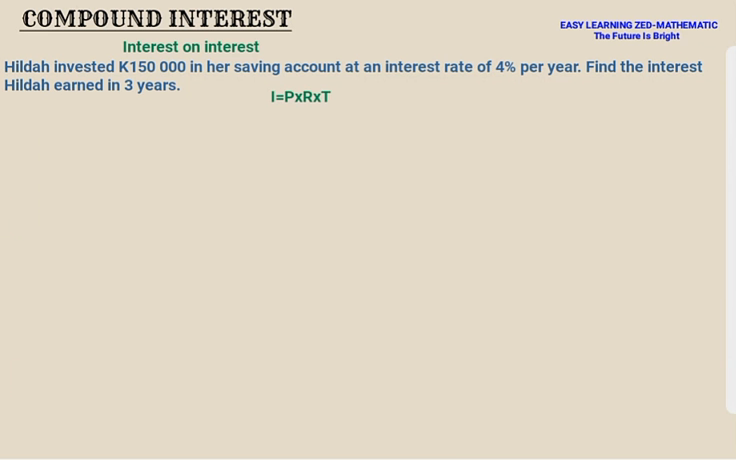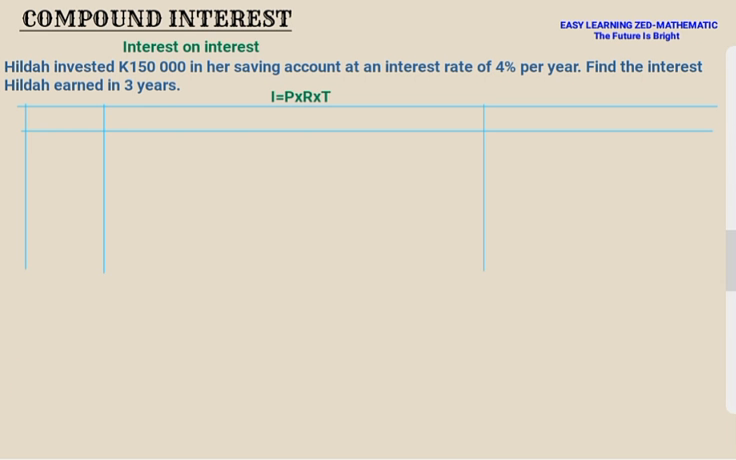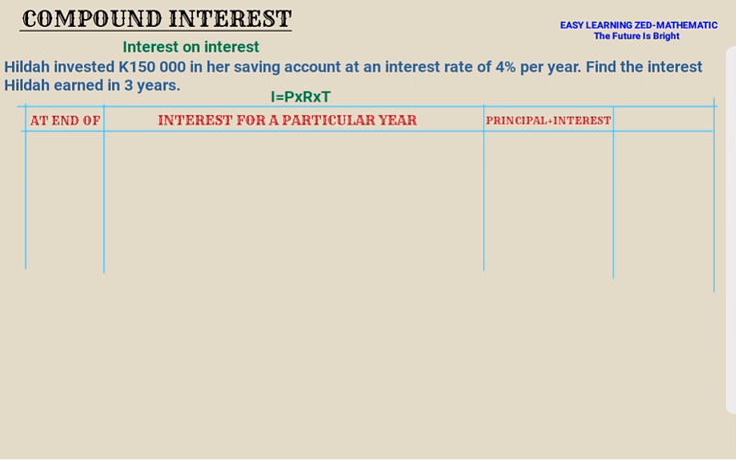Okay, so to do this, I'm going to draw a table below here. In the first column, that will be "at the end of". The second column will be interest for a particular year, then principal plus interest, then the new principal. Let me start with the first column, which is "at the end of". So we are going to be calculating the principal or the interest at the end of a certain year.